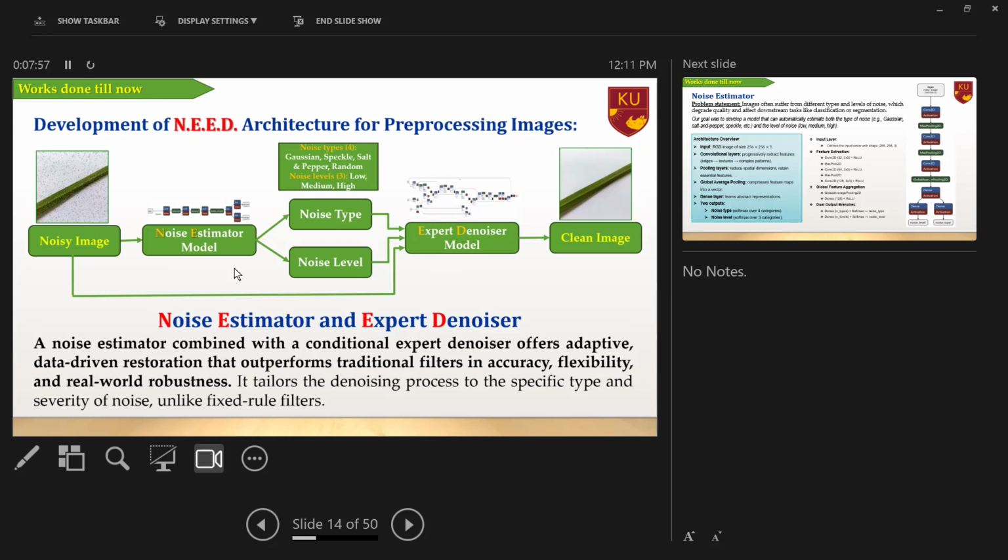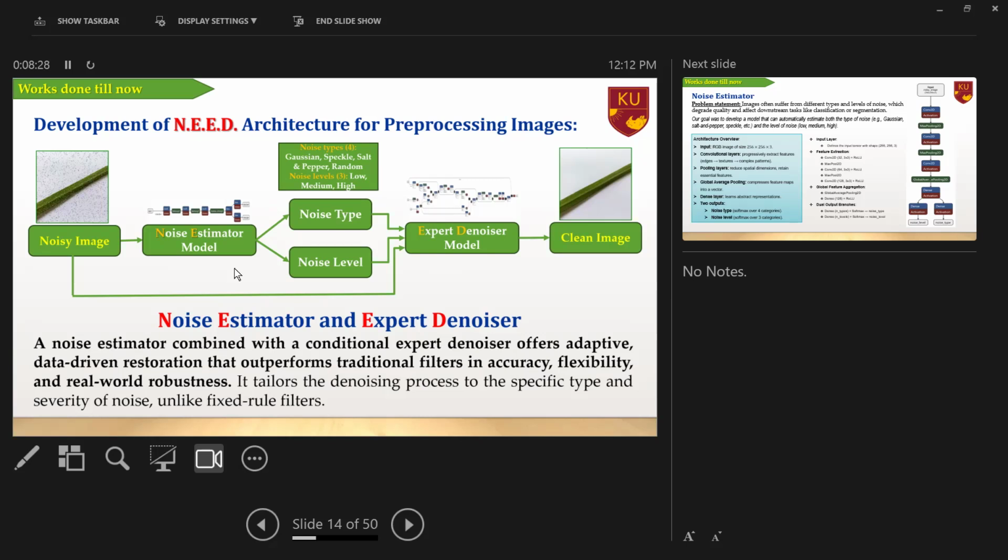The expert denoiser model will take three inputs. One is the noisy image, the second one is the noise type, and the third one is the noise level. So along with the noisy image, these two metadata will be provided to the expert denoiser model, and that denoiser model will denoise based on the condition, what type of noise is there and what amount of noise is there.